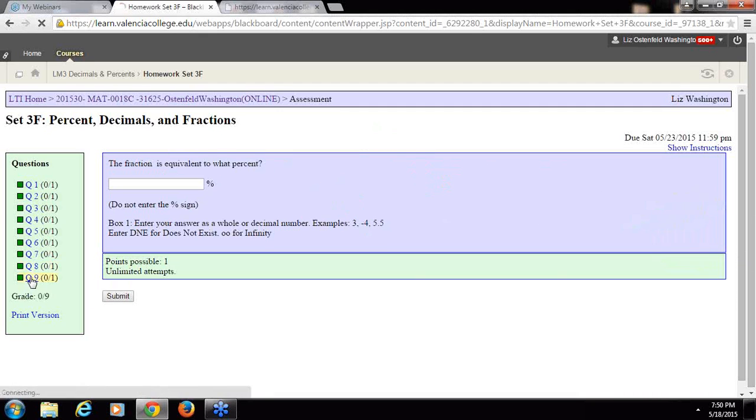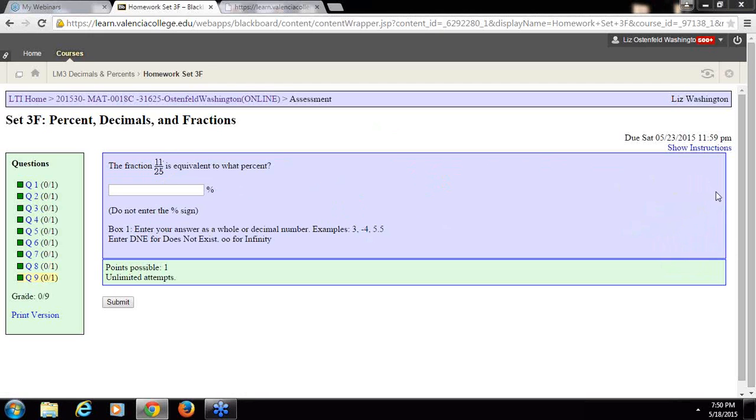Let's see what the last one is. Should be pretty much the same. So let's do this one together. So we have 11 over 25, which is really 11 divided by 25. Go ahead and add the decimal and the 0. I always like to put my decimal up in my answer first.